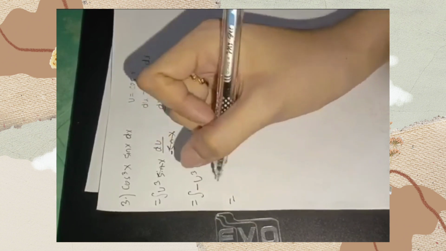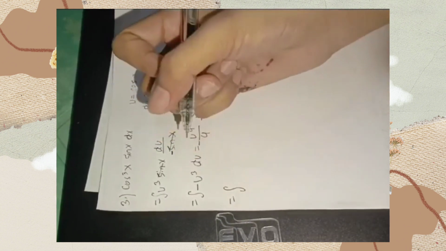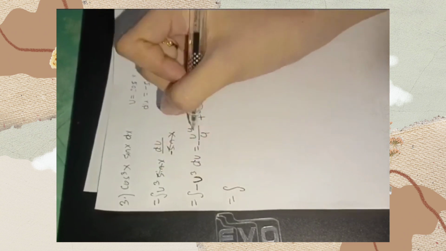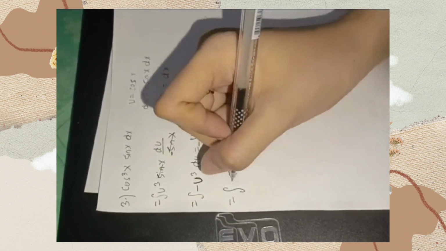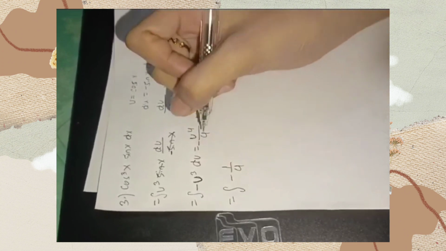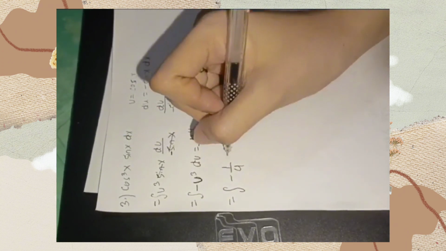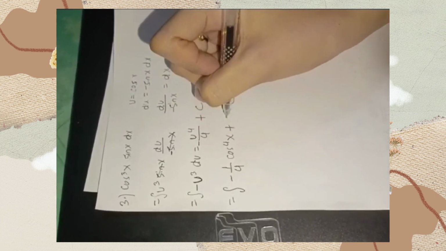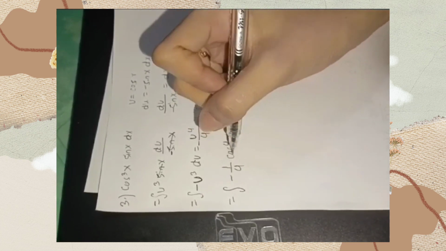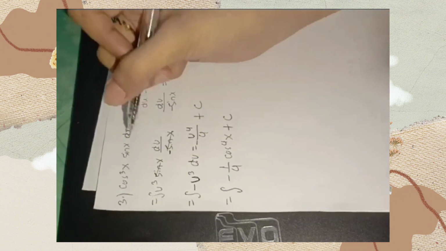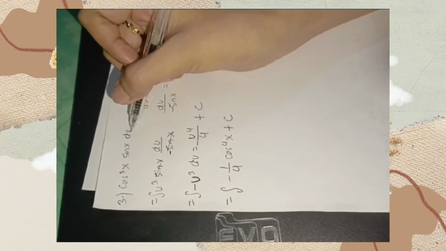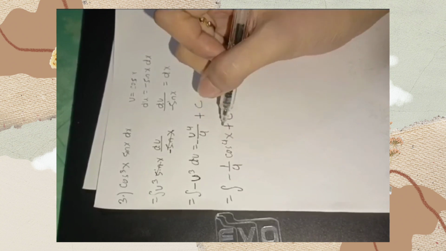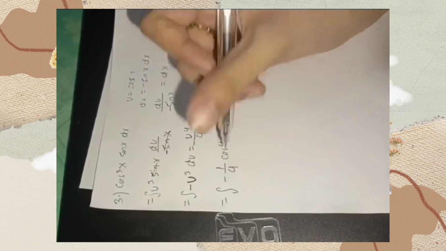So now, replace the value of u. So, negative 1/4 times the value of u, cosine raised to 4 x, plus c. And this will be our final answer for the integral of cosine cubed x sine x dx: negative 1/4 cosine raised to 4 x plus c.